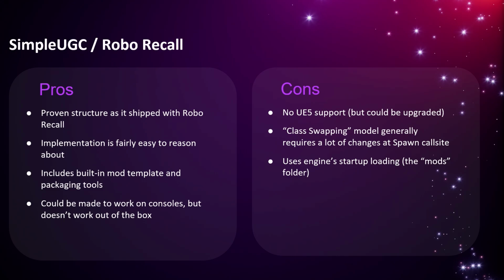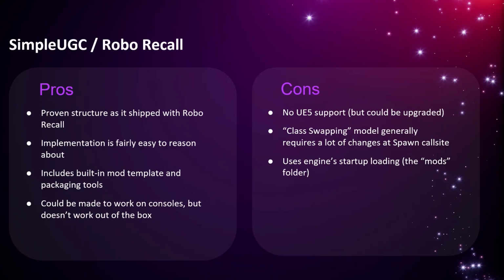Simple UGC is a proven structure. If you're not familiar with how it works, it has what they call an actor replaceable component. You put that component onto an actor to indicate that it can be replaced by something that someone else has created. They create a mod, you create a mapping to say, I want this actor to replace this actor. On startup, it gets put into a UGC registry, and then anytime you spawn that class, you just look for any overrideable actor that's part of that. So it's fairly easy to reason about.